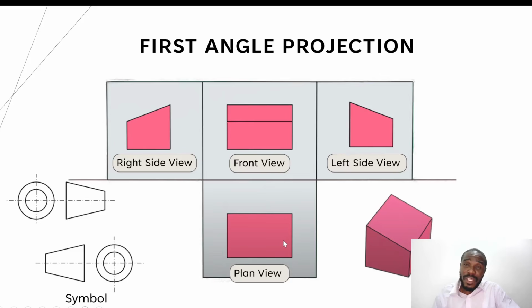And then the plan that you would see by looking at the top of your object is placed beneath, under the front view. Okay, these two symbols here are the symbols that indicate that a given drawing is in first angle projection. Note that the circle is placed at the bigger end of this frustum of a cone, right? It's placed at the bigger end. This end here is smaller than that, and so these two circles are placed at that end.